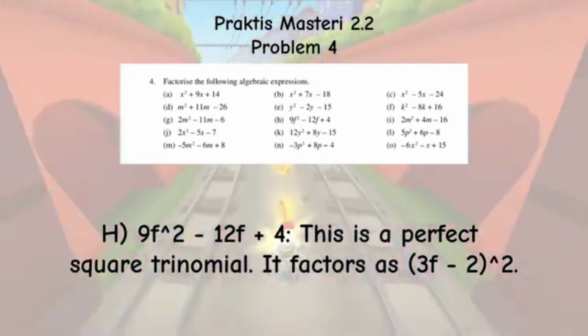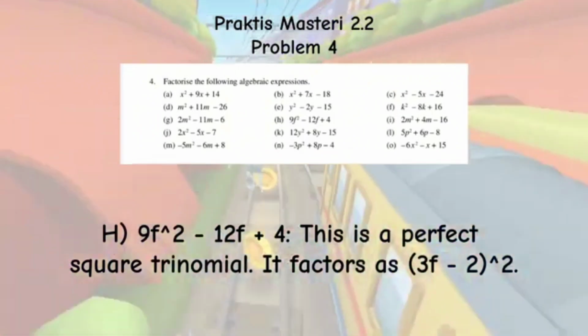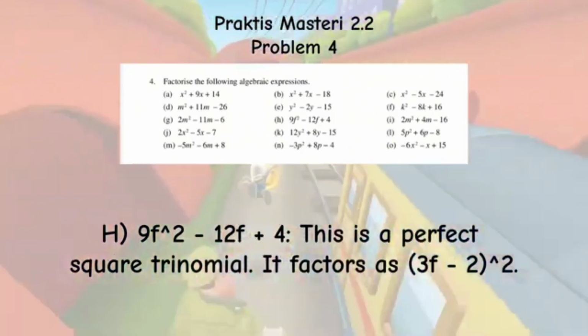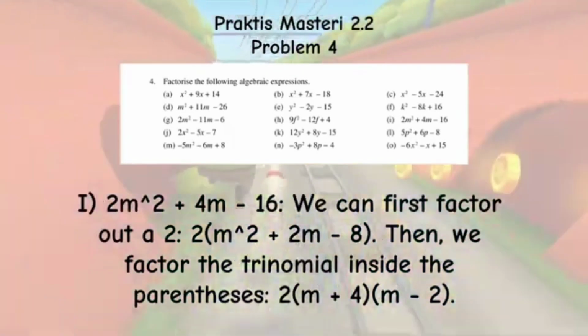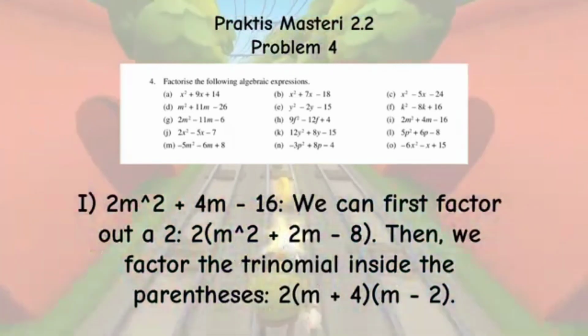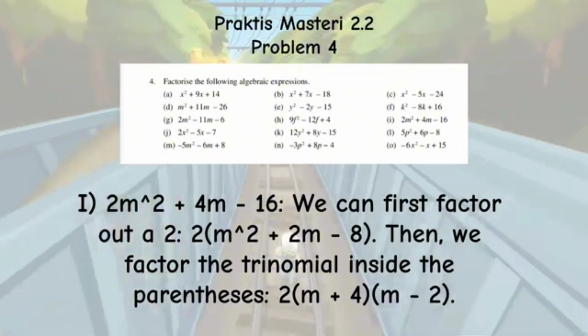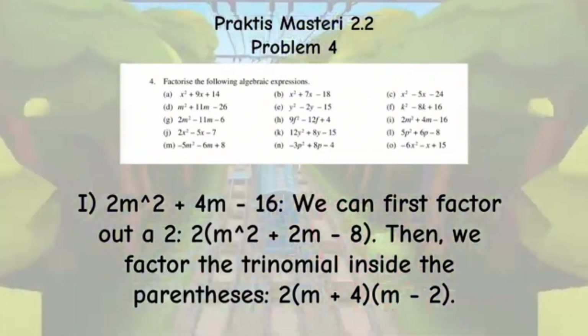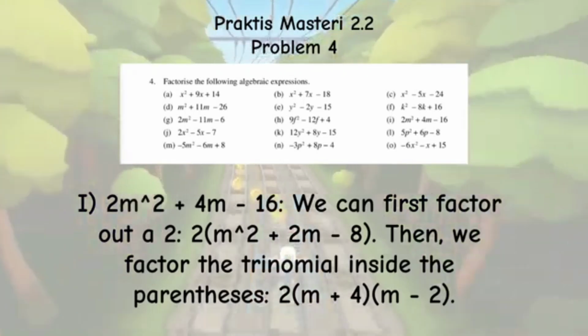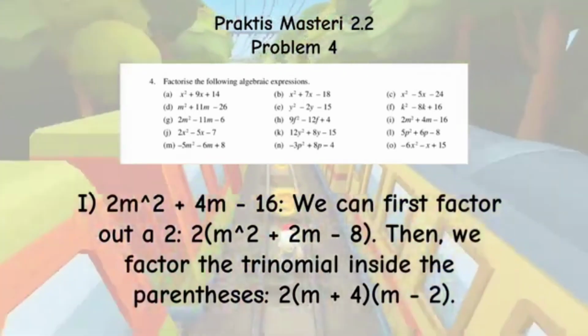h) 9f² − 12f + 4. This is a perfect square trinomial. It factors as (3f − 2)². i) 2m² + 4m − 16. We can first factor out a 2: 2(m² + 2m − 8). Then, we factor the trinomial inside the parentheses: 2(m + 4)(m − 2).